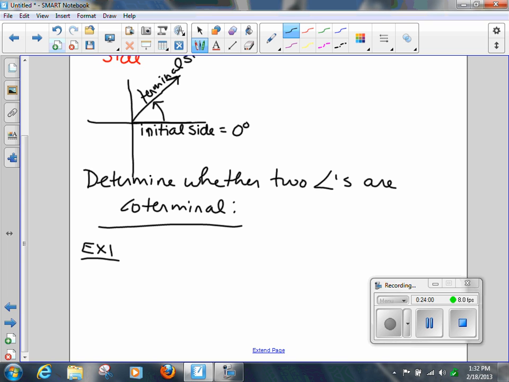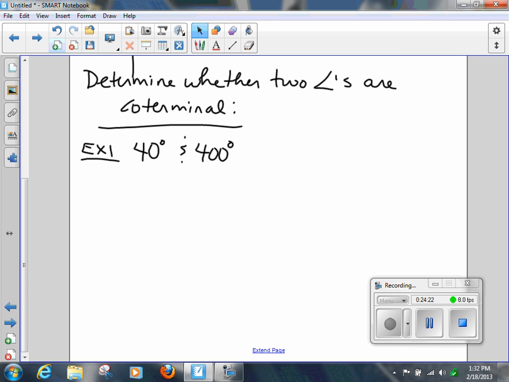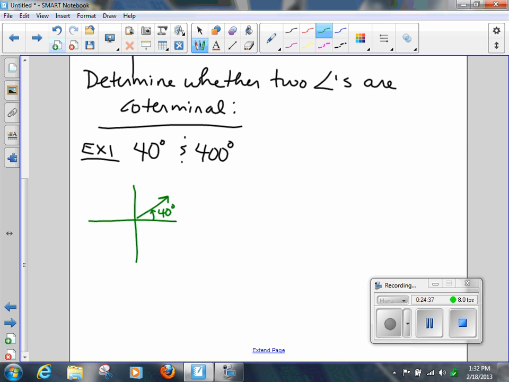let's look at these two angles. Let's look at 40 degrees and 400 degrees. Now, what do you know I'm going to do? I'm going to draw a picture because I can't do it without it. I can, I just don't like to. I like to see it. Which quadrant will 40 degrees terminate? First quadrant. So there's my 40-degree angle. What's up with the 400-degree angle? It's going to go all the way around and do what?